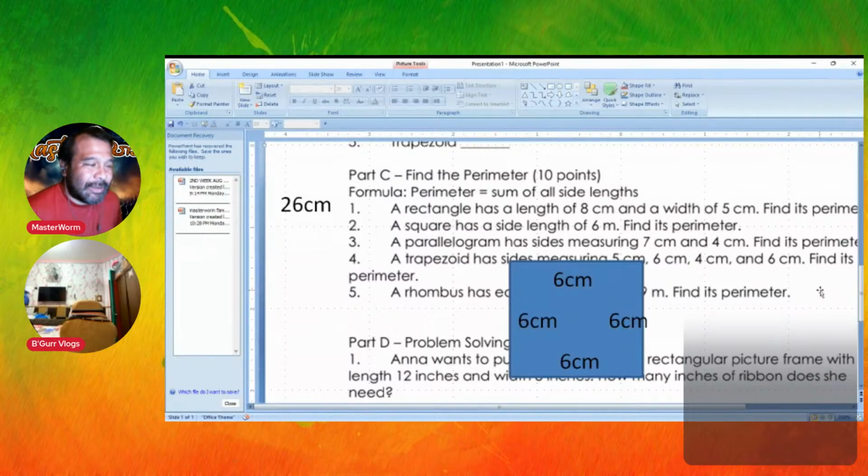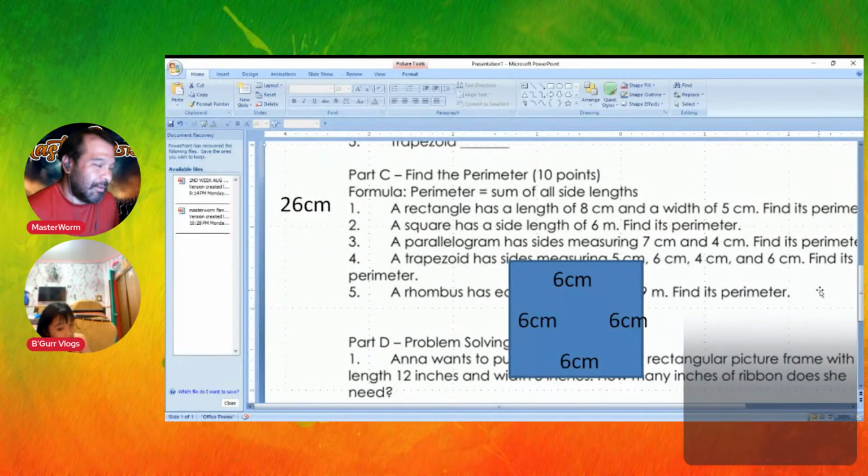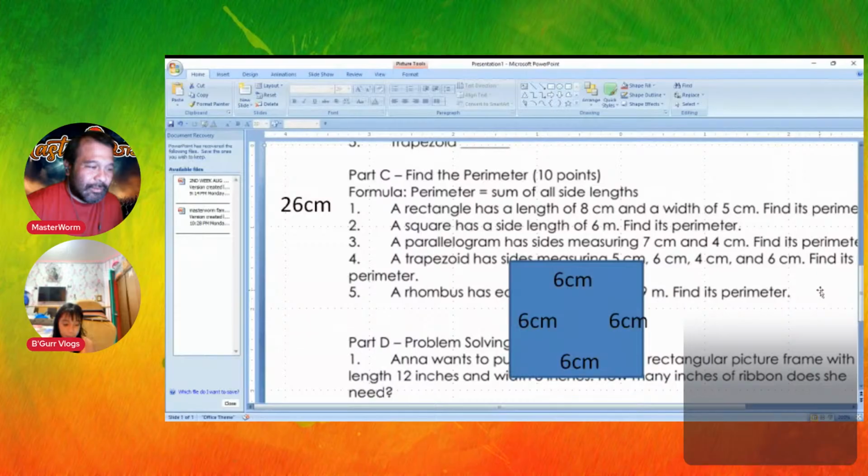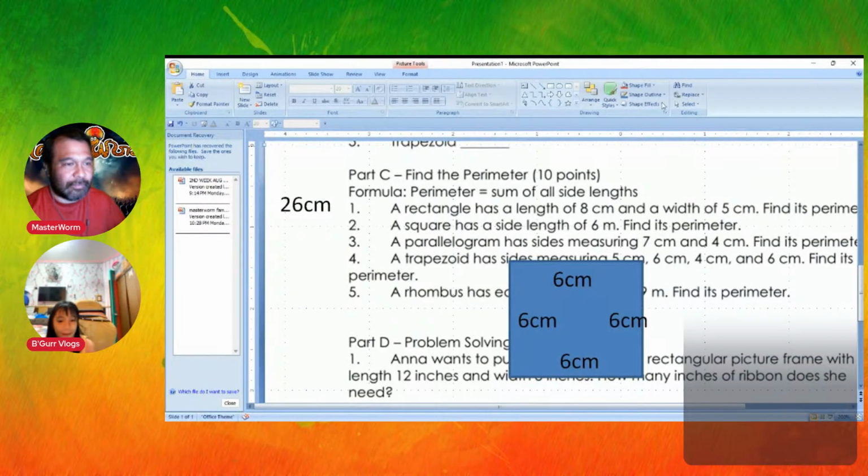Okay, 6 plus 6, how much? 12. Okay, and then another 6 plus 6, how much? 12. So it means there are 2 12s. So that's how much? 12 plus 12, baby.